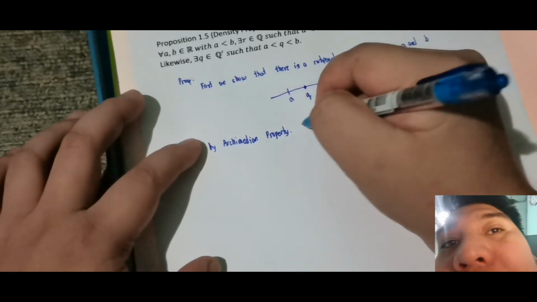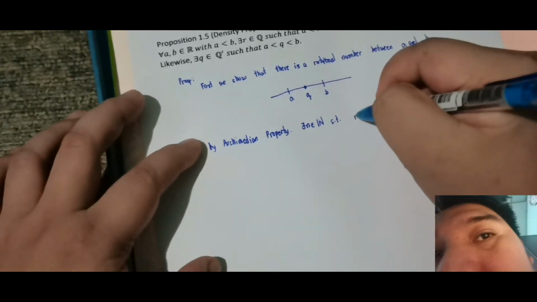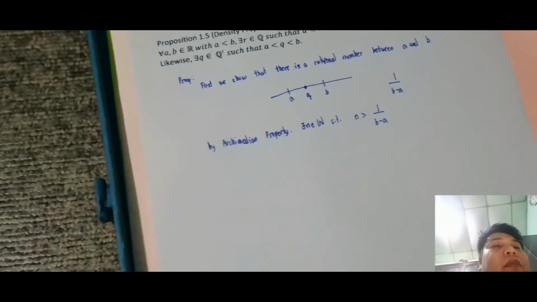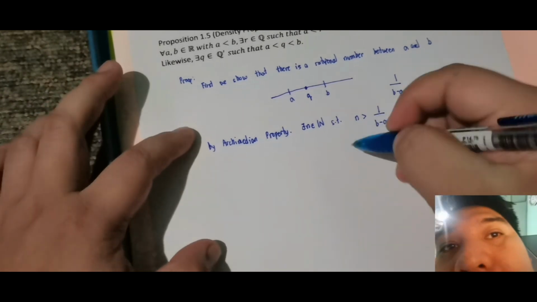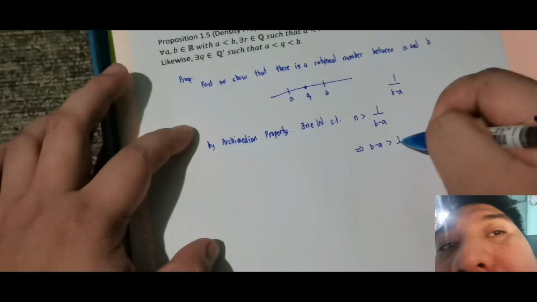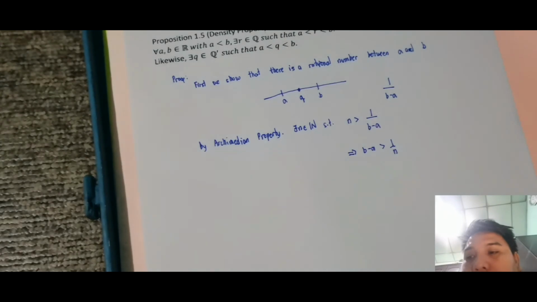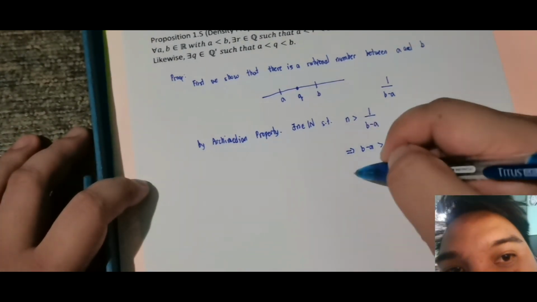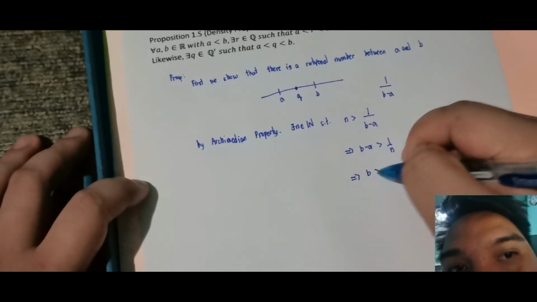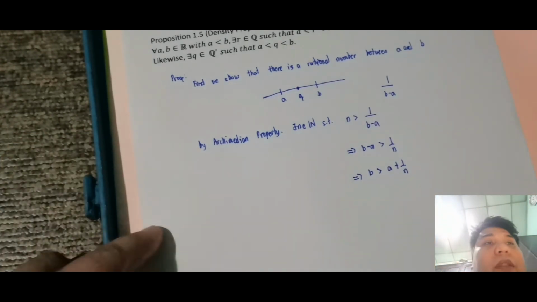there exists an element ng natural number n such that n is greater than 1 over b minus a, in between doon. Okay, so sabi ni Archimedean property, this implies that b minus a is greater than 1 over n. So ano ginawa ko? Nag-cross multiply lang ako. Okay, in which kukunin ko yung value ng b. This implies that b is greater than a plus 1 over n. Okay, so n muna yung concern natin sa proof ngayon.